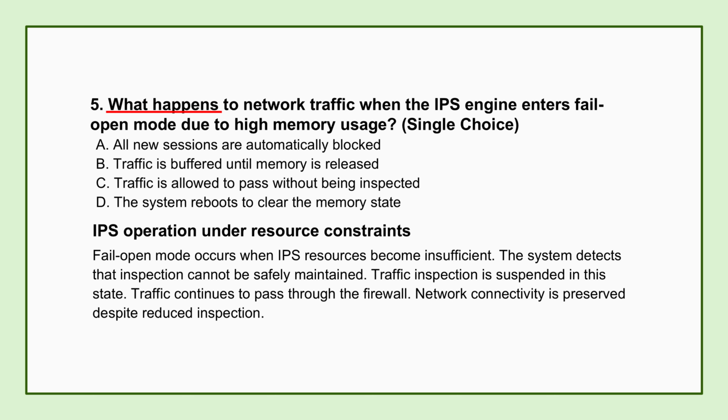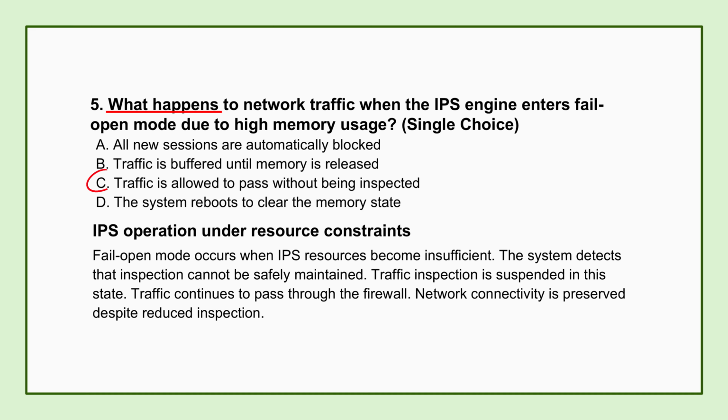This is where the choices get really, really stark. When the IPS engine is under that much stress, it has to prioritize. And it prioritizes network availability over security enforcement. So what does that actually mean for the traffic? It means the traffic is allowed to pass through the firewall, but, and this is the critical part, it passes through without being inspected. Wait, so the very expensive inspection engine we bought becomes, what, a basic packet filter for a little while? For a little while, yes.